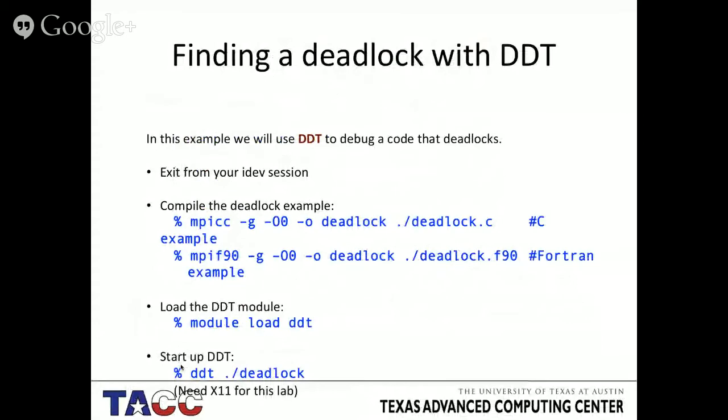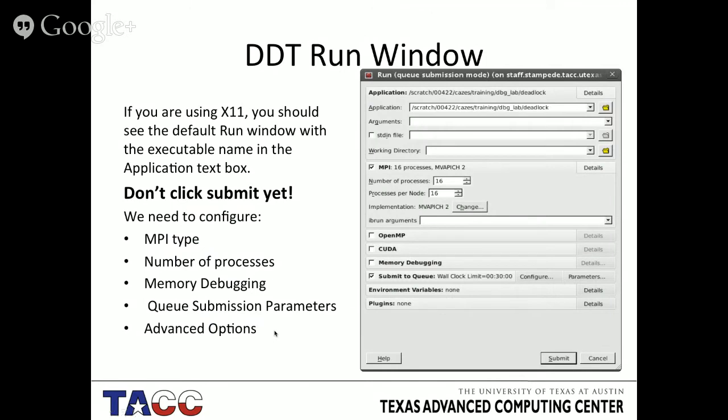So now, surely you've moved on to the DDT portion. Before you start the DDT portion, you must exit from the iDev session. Then you can compile the deadlock example, either one, the Fortran or the C, load the DDT module, and start DDT. Once you start DDT, you should see the run window.